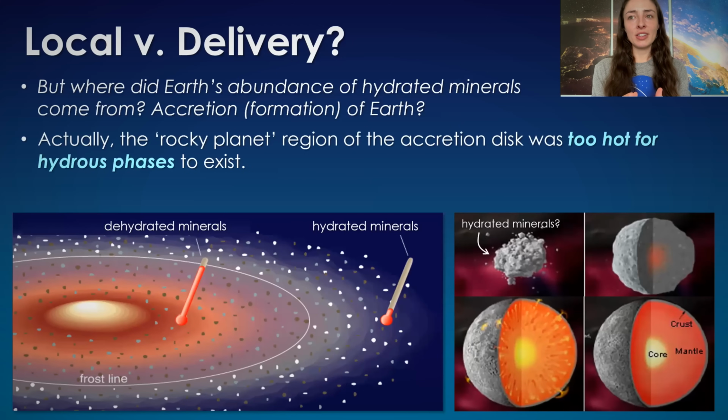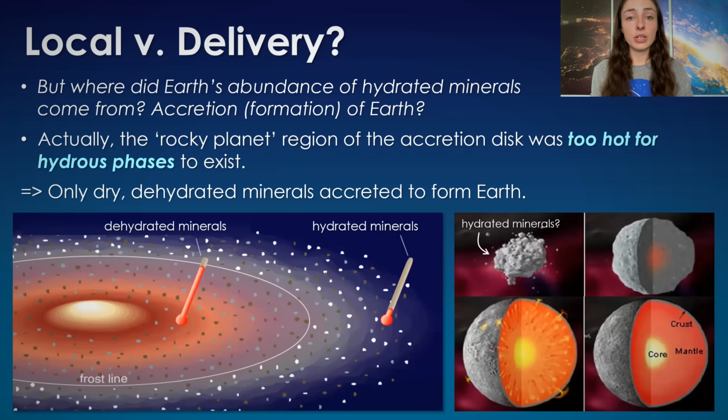doesn't work with models of the early solar system, which show that this inner rocky planet region of the disk was too hot for hydrated minerals to be stable and exist and accrete in that region. So no, hydrated minerals didn't accrete to form Earth. It was all dehydrated minerals that accreted to initially form Earth.